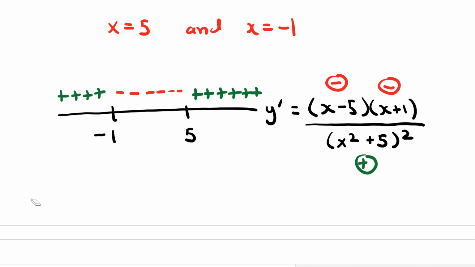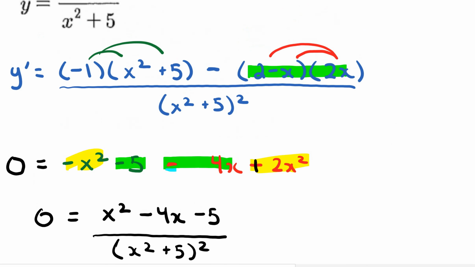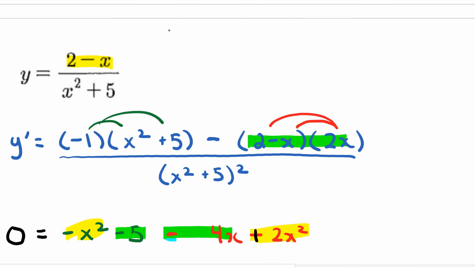Okay, fantastic. All right, so I guess we can conclude that there's a max at x equals negative 1, and we have a minimum at x equals 5. So those are the results there, and now we need to find the y coordinates here. So now let's go back to the top here, and let's evaluate f of negative 1, and we evaluate f of 5.